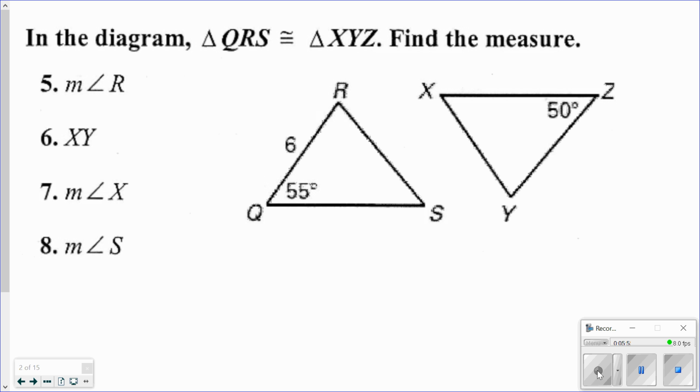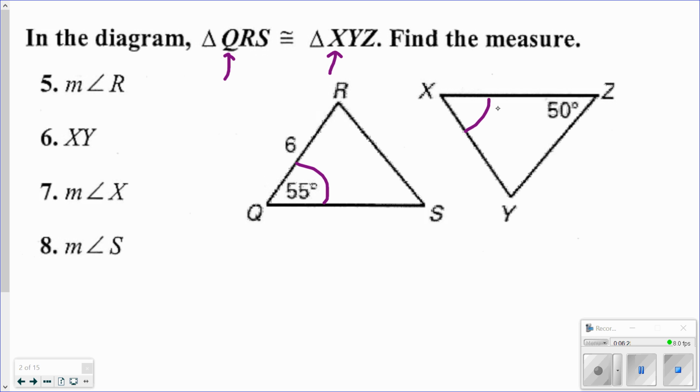Next, in the diagram, triangle QRS is congruent to triangle XYZ. We want to find the measures. Before I start, I want to start matching up what's common between these two triangles. So remember, order matters. So looking at this first triangle, I know that Q is first and X is first in that triangle. Therefore, those two angles are congruent. So I'm going to mark this down. So Q and X.